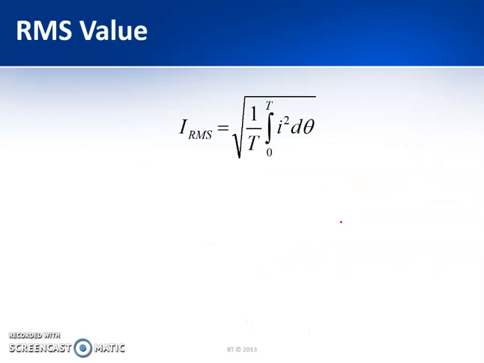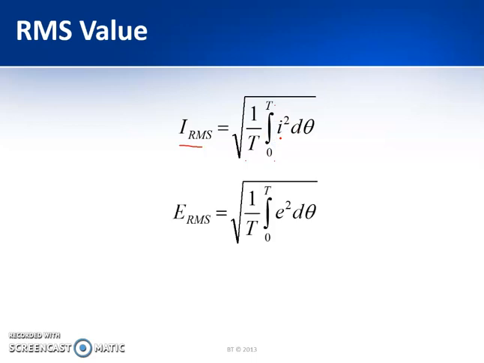So in general, for any kind of waveform, you can write it like this. IRMS is nothing but the root of 1 by T into integral 0 to T of i square d theta. Similarly, ERMS can also be written as the root of 1 by T integral 0 to T of e square d theta.